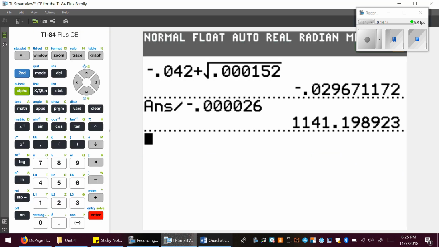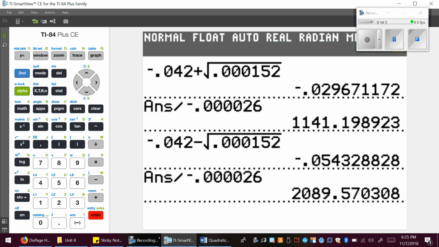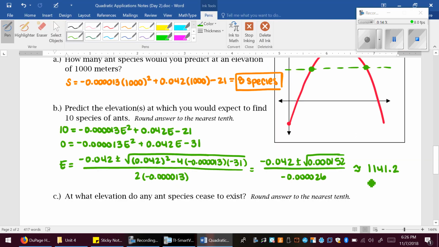And if I type in negative 0.042 and subtract the square root of 0.000152 and divide it by negative 0.000026, I get 2089.6. These are elevations, so they're in meters.